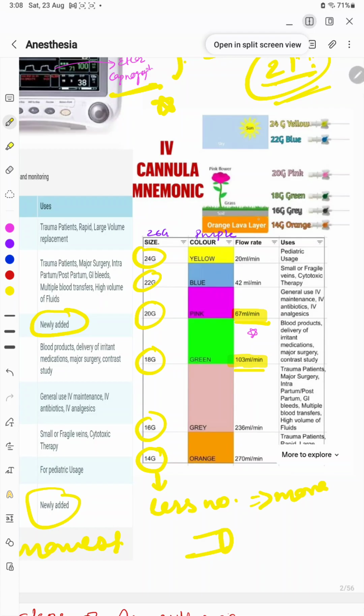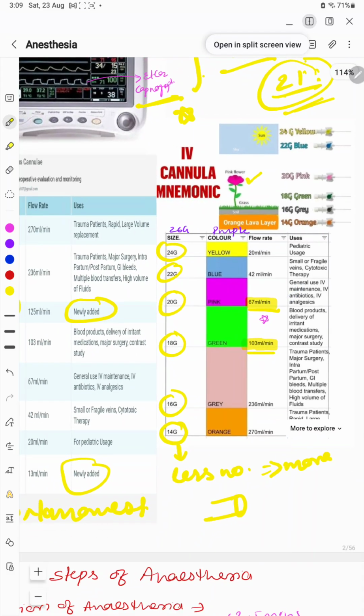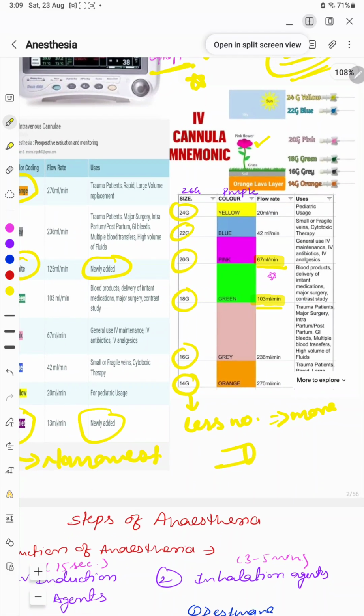So here is the gray color, and after that green, grass is green. On the soil there are grasses, and on the grasses there is a flower which is pink color. So here is the pink cannula, and when you go up, there is the sky, and the sky is blue, and after the sky there is the sun, which is yellow. So you can remember the different cannulas like this with a mnemonic, and this is very important.